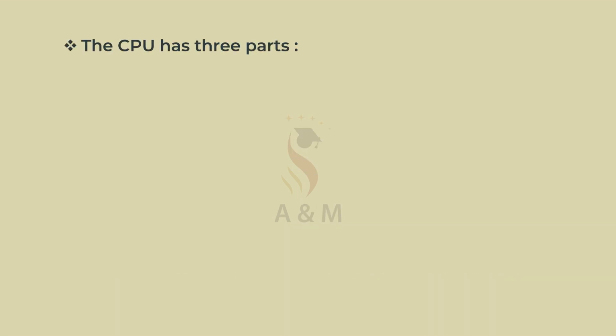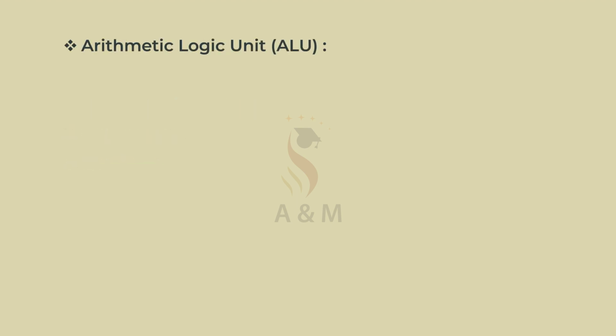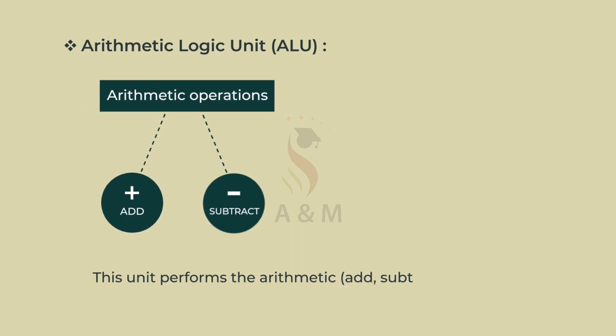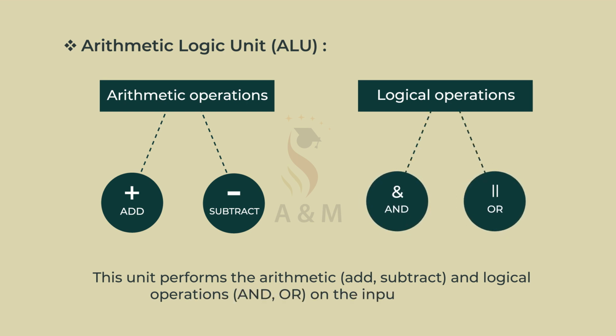The CPU has three parts. First, Arithmetic Logic Unit, that is ALU. Second, Control Unit. Third, Registers. Now the first one, Arithmetic Logic Unit, ALU. This unit performs arithmetic, that is add, subtract, and logical operations, that is AND, OR, on the inputted data.